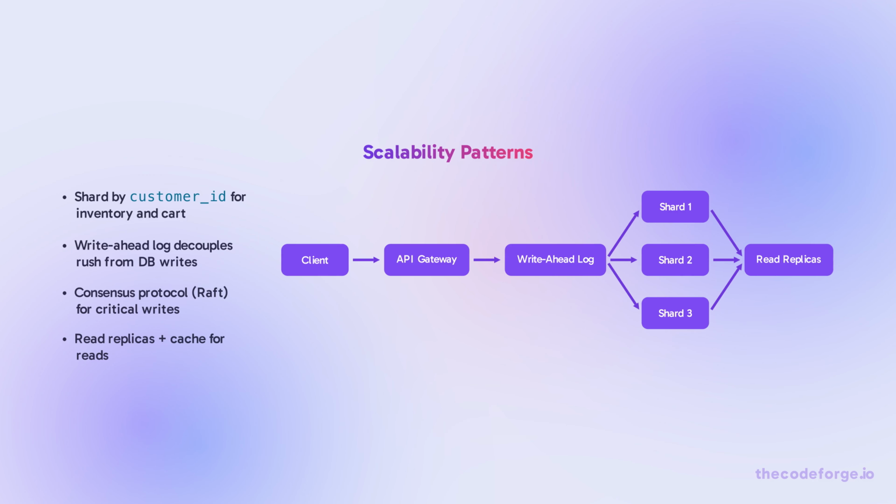Scalability starts with data partitioning. Shard by customer ID for write-heavy services. Use a write-ahead log to decouple the rush from database write rate. Use distributed consensus for critical path writes like payment authorization.